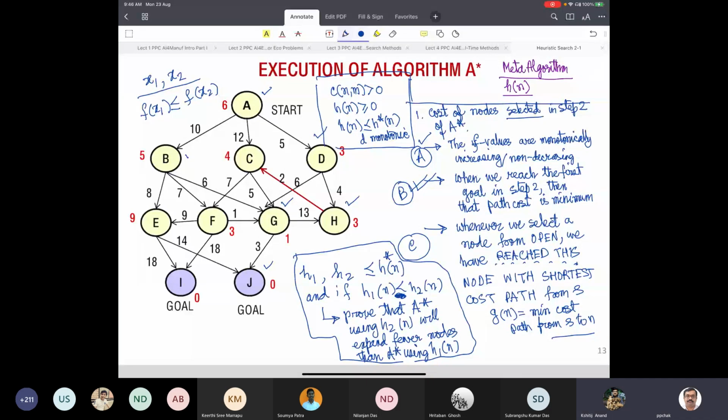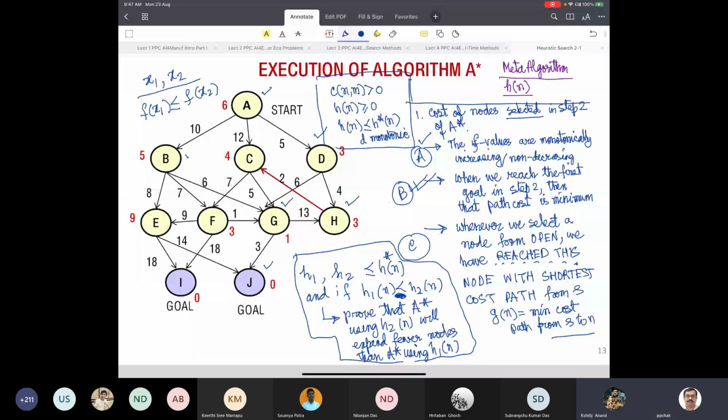Because if it was already there, then it would have been expanded before x1 if it is less. If f(x2) was less than f(x1) and it was already in open, then it would have been expanded before x1. It would have been selected before x1. So the other option is it is a child of x1. Yes, sir. So now, if the edge costs are positive and the heuristics are monotonic, then f(x2) will be greater than or equal to f(x1).